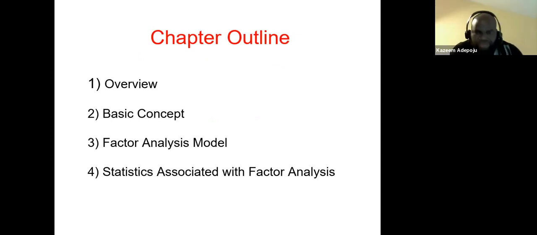In the outline today, you're going to have an overview. We're going to have the basic concept. We're going to have a factor analysis model, and I'm going to walk you through statistics associated with factor analysis. When I say statistics associated with factor analysis, I'm referring to statistical tests that we're going to use when we are discussing factor analysis.